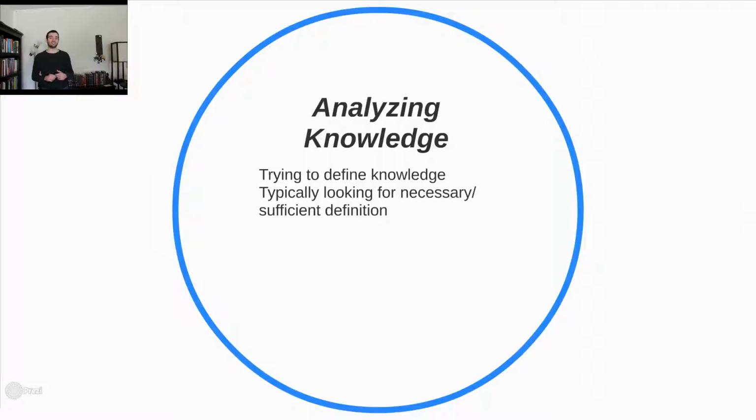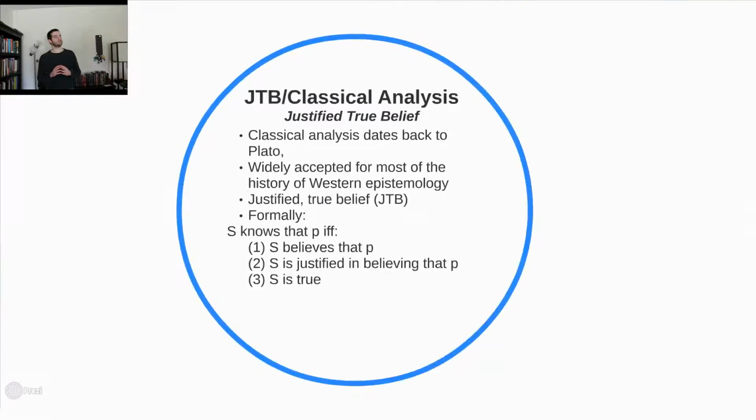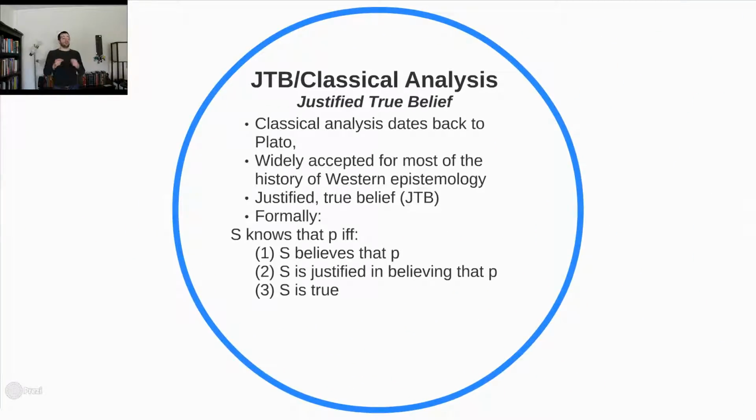So let's take a look at some of the key issues in this search for the meaning of knowledge. So one thing to talk about is the classical analysis of knowledge, or the JTB model. Now it's called the classical analysis because it dates back to Plato's Theaetetus, and Plato's a very classical thinker. I call it the JTB model because it's much more descriptive: justified, true belief. It was widely accepted for most of the history of Western philosophy that knowledge is just having a justified, true belief. Formally, S knows that P, if and only if.